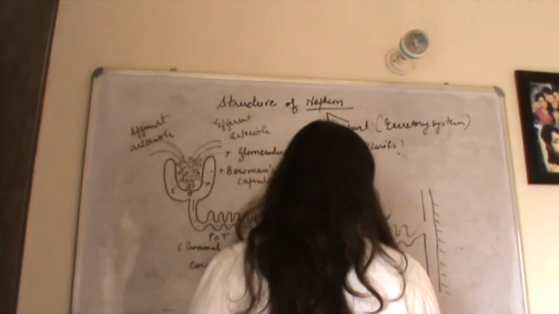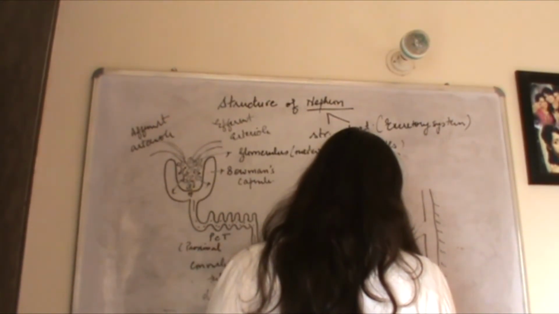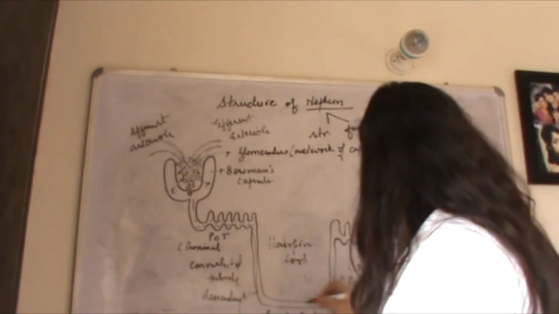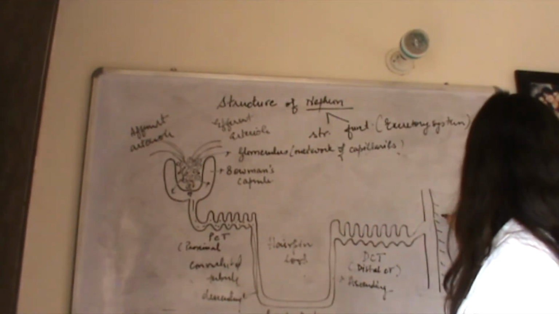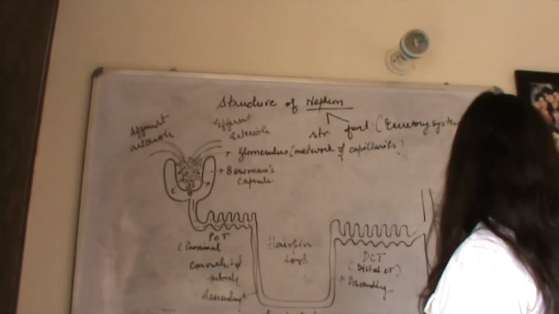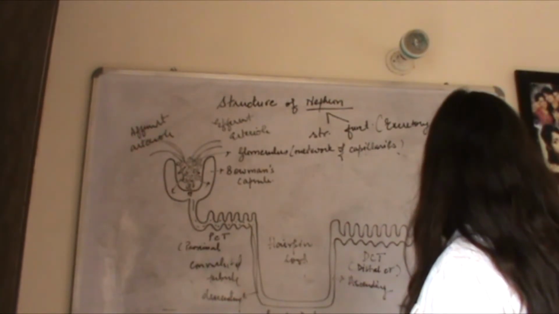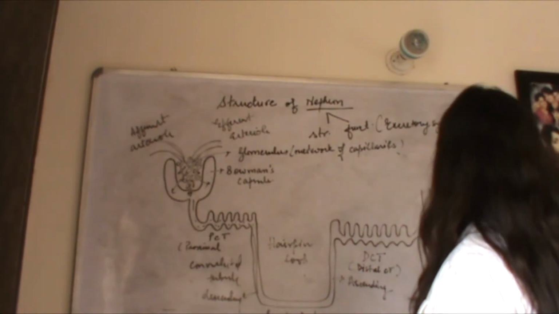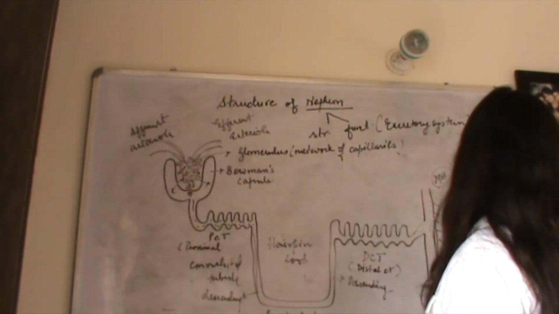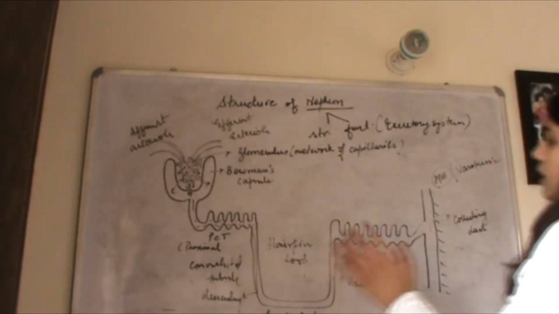This is called the DCT, that is the distal convoluted tubule. From here it moves like this, goes like this, and then comes again, and this is known as the collecting duct. This is where the ADH hormone, or vasopressin, comes into action. The vasopressin hormone performs its function here in the structure.